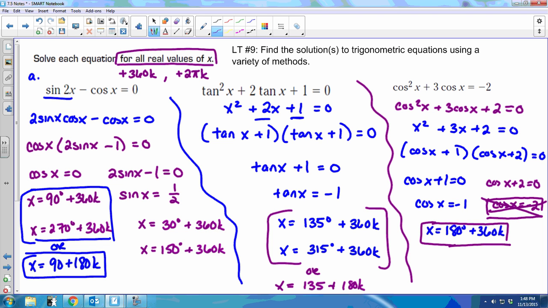So Elementary 9 is just solving equations. Again, there's multiple ways we might need to solve the equations, but we always go back to the unit circle to find the answers.